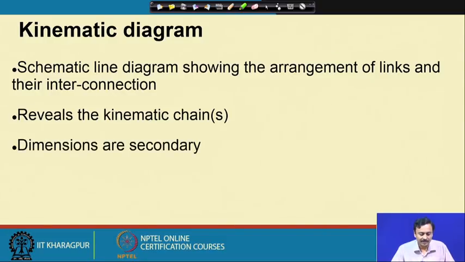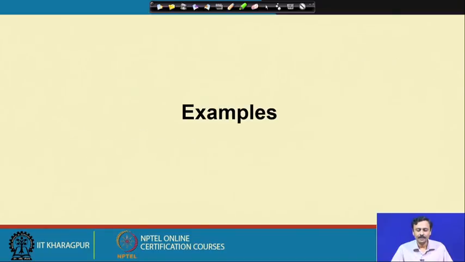As I mentioned, the dimensions and the shape of the link, etc., are secondary. What is of primary importance is to have a line diagram which clearly brings out the different kinematic chains, that means the connection between the links and the kinds of links, whether it is a singular link, binary link, ternary link, etc., and the kind of kinematic pair that is present. So, that is a kinematic diagram. Let us look into some examples.